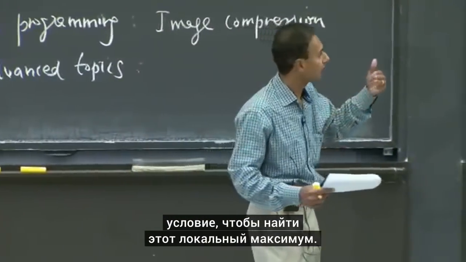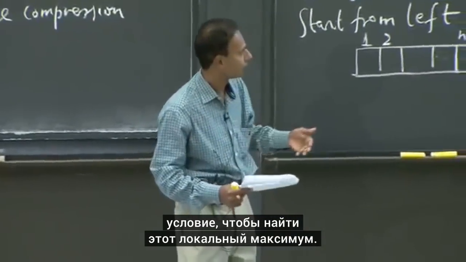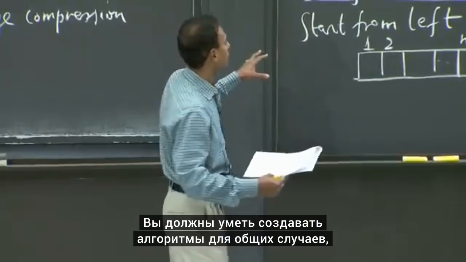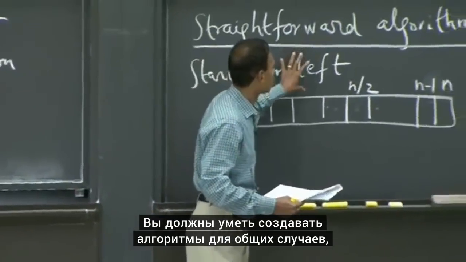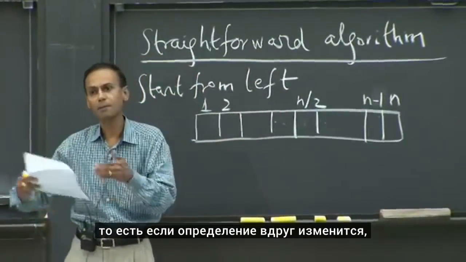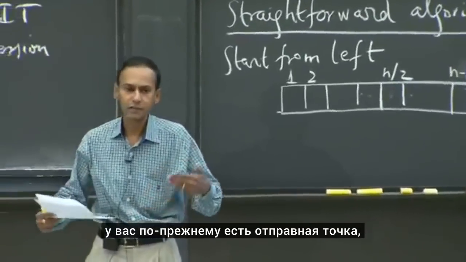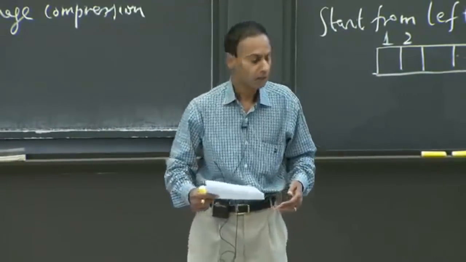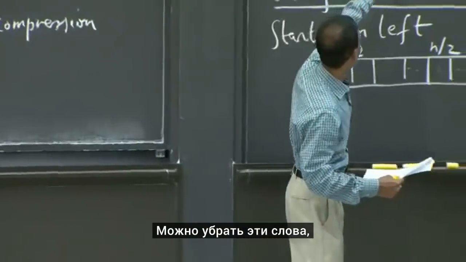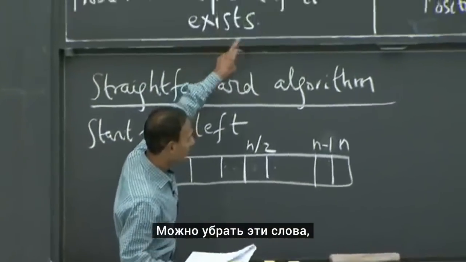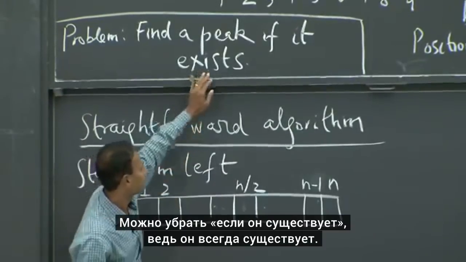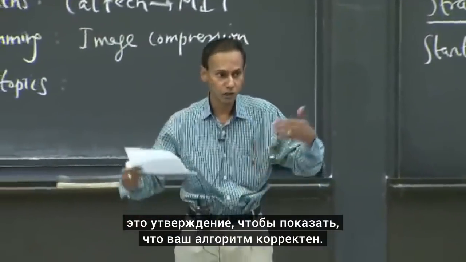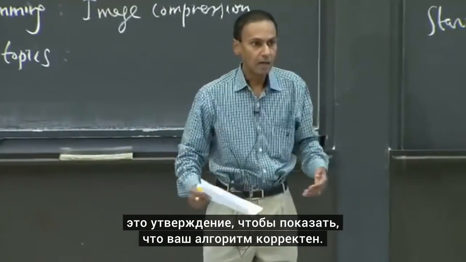But if I had a different definition of a peak, and this is part of algorithmic thinking, you want to be able to create algorithms that are general. So if the problem definition changes on you, you still have a starting point to go attack the second version of the problem. Okay? So you could eliminate this in the case of the greater than or equal to definition, the if it exists, because the peak will always exist. But you probably want to argue that when you want to show the correctness of your algorithm.